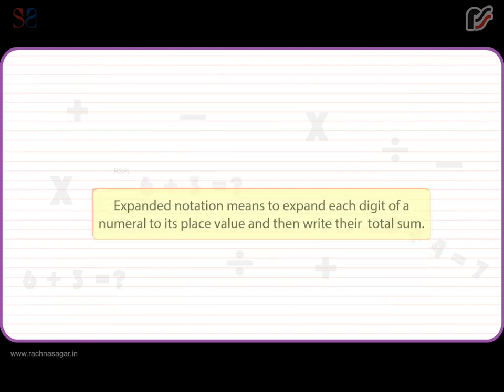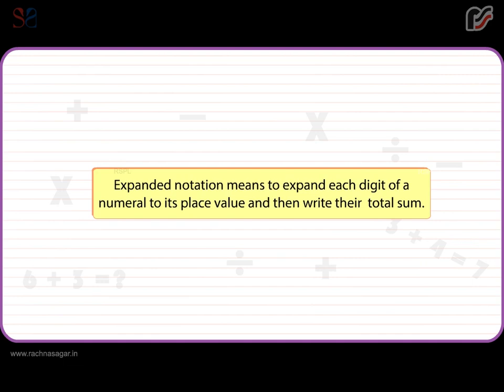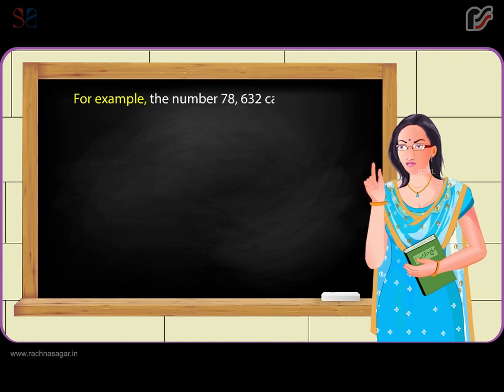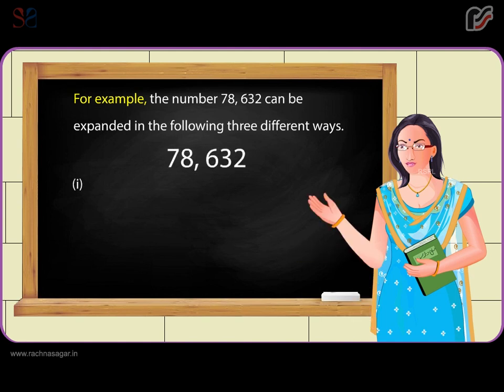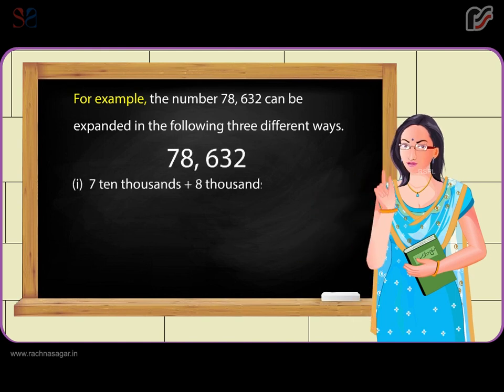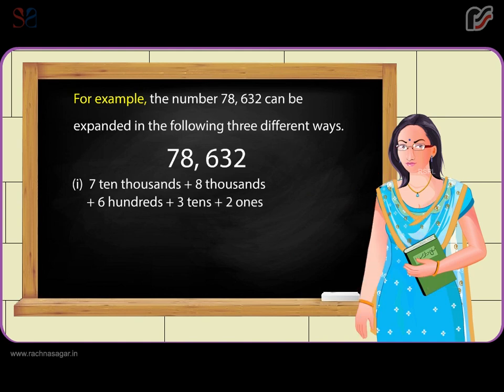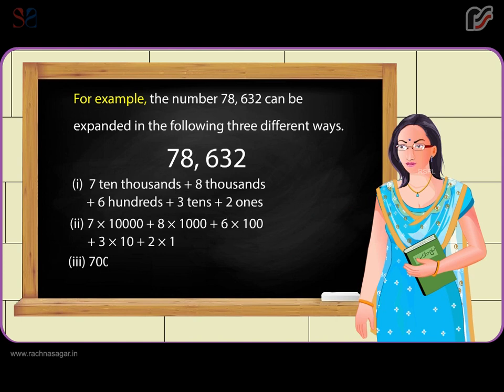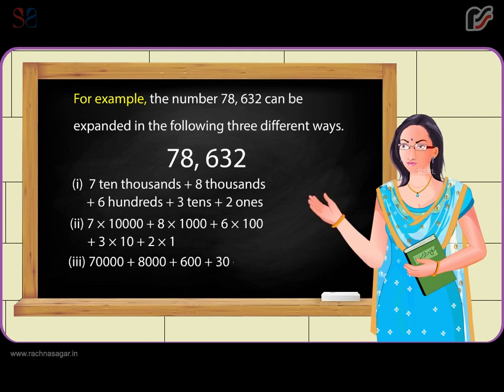Expanded notation. Expanded notation means to expand each digit of a numeral to its place value and then write their total sum. For example, the number 78,632 can be expanded in the following three different ways. 7 ten-thousands plus 8 thousands plus 6 hundreds plus 3 tens plus 2 ones. 7 into 10,000 plus 8 into 1,000 plus 6 into 100 plus 3 into 10 plus 2 into 1. 70,000 plus 8,000 plus 600 plus 30 plus 2.